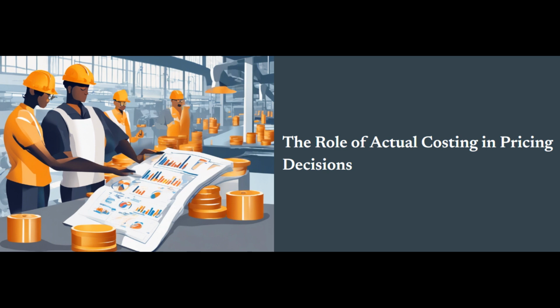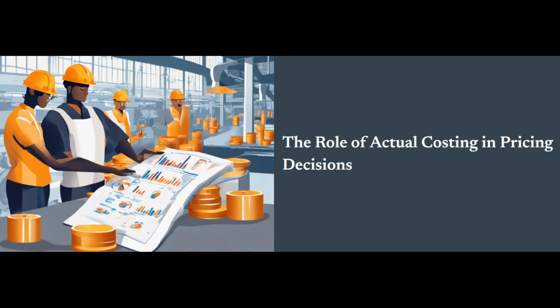Informed pricing strategies. Actual costing provides the necessary cost data to develop pricing strategies that align with the organization's strategic objectives, such as market share growth, revenue maximization, or profit optimization. Pricing differentiation. Actual costing can help organizations differentiate their pricing based on the unique value proposition of their product or services, rather than relying solely on cost plus or market-based pricing approaches.